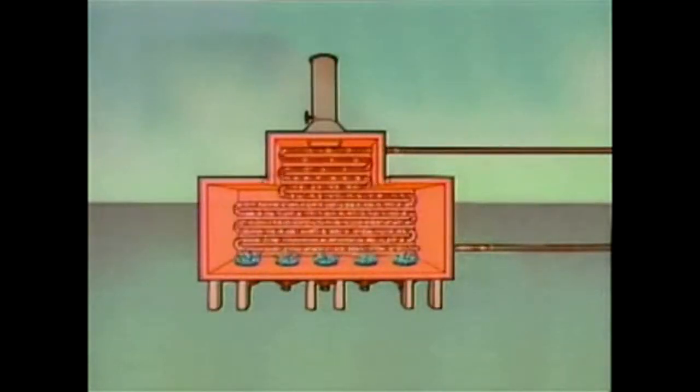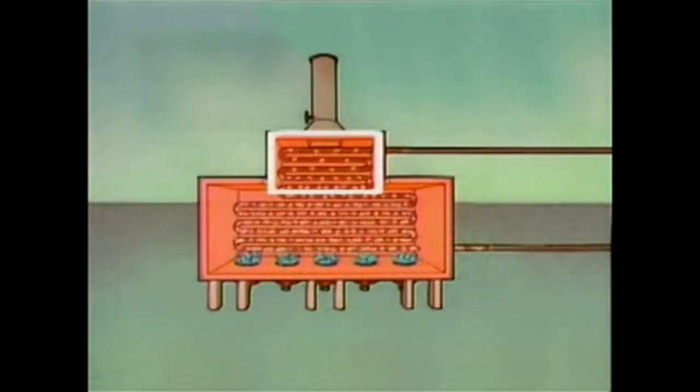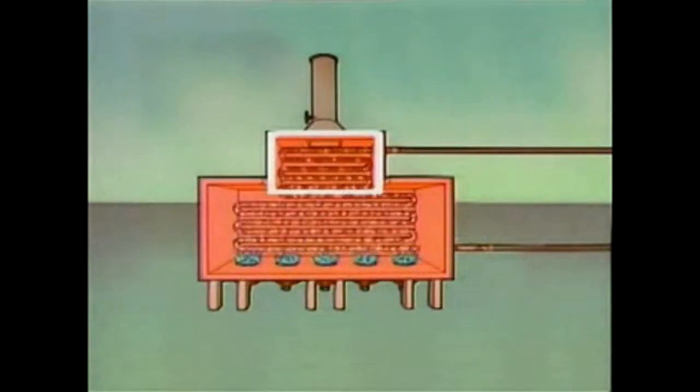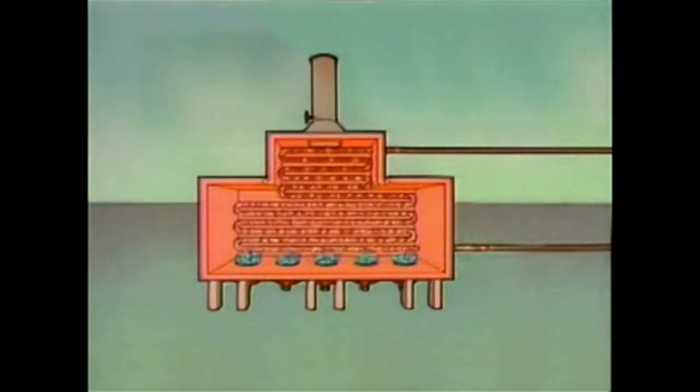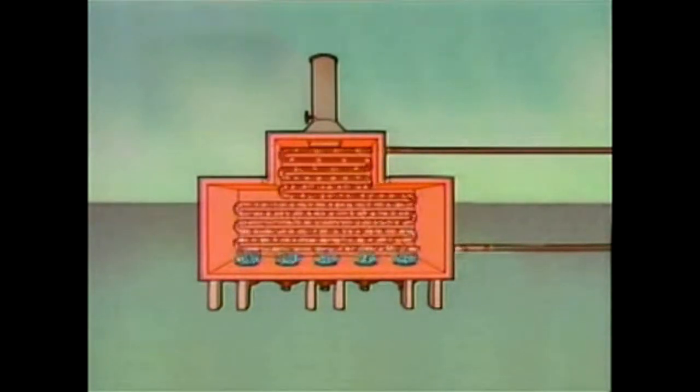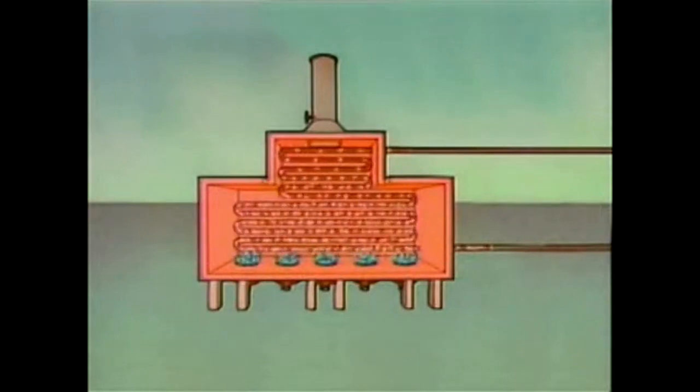This particular furnace is floor-fired. The process fluid enters the furnace through these tubes in the convection section. This arrangement allows the fluid to be preheated by the combustion gases before it reaches the radiant section of the furnace. Preheating the process fluid makes it possible to bring it up to the desired temperature while burning less fuel. In other words, it makes the furnace more efficient.